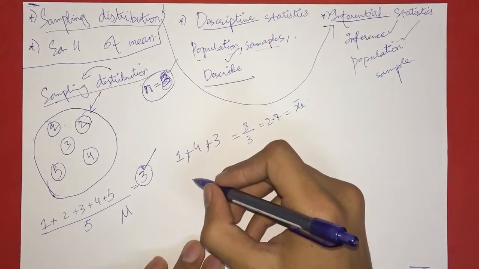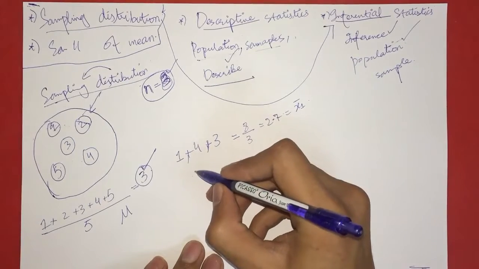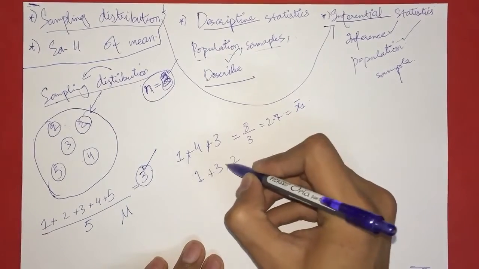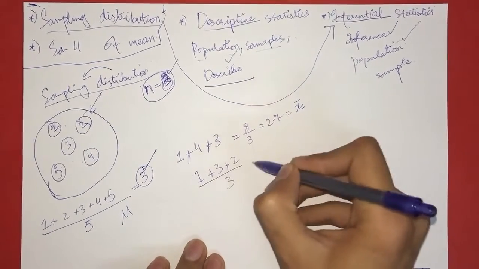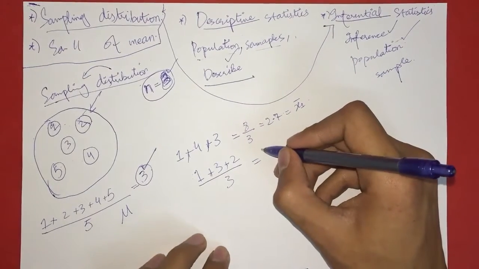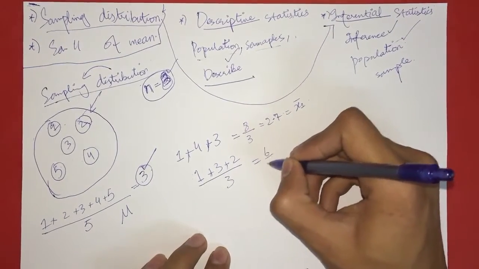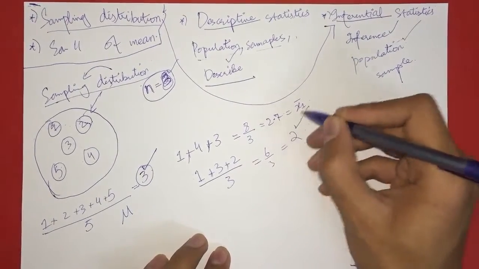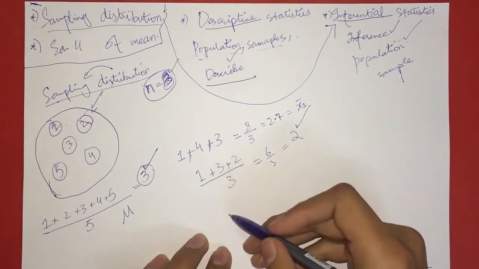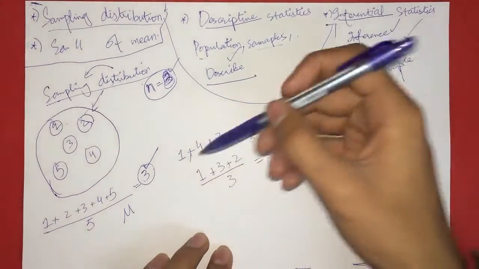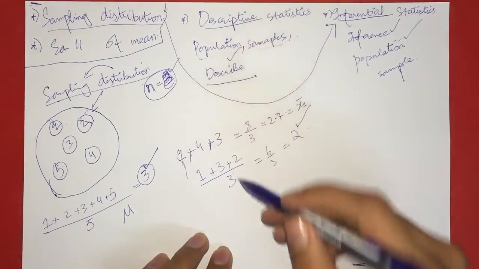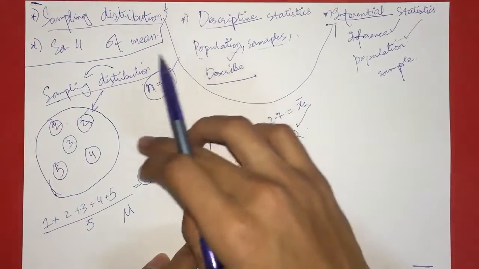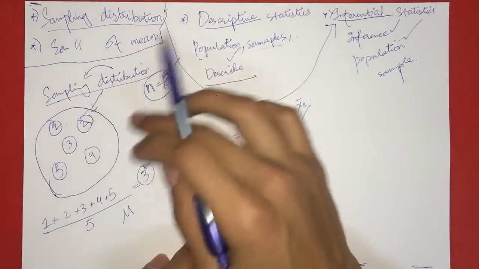Now let me take out another sample. So you have 1, 3, 2. You add them all up, and then you divide by total numbers. So 3 plus 1 is 4, 4 plus 2 is 6, 6 by 3 equals 2. So this is giving you 2. Now like this you have to take out samples of size 3, all the samples in this population of size 3.